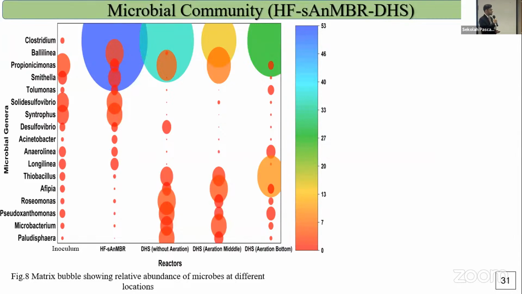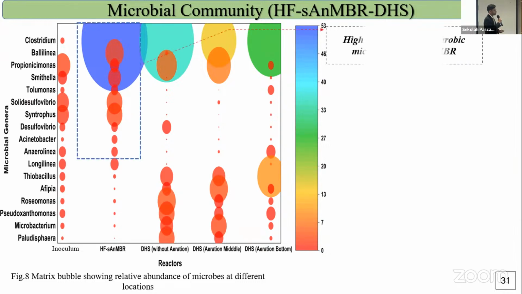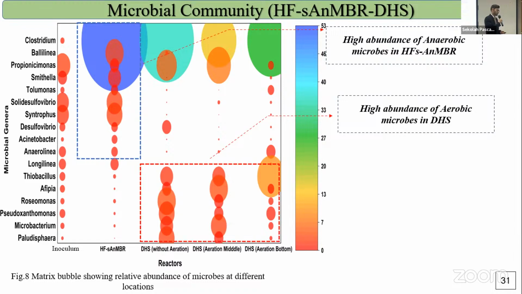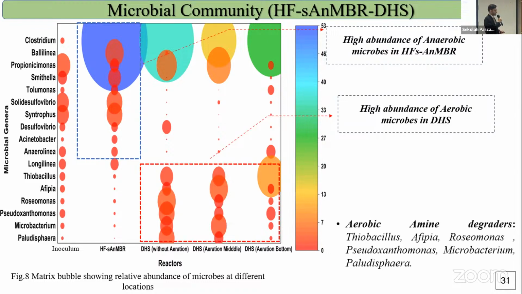Under the influence of intermittent aeration in the hollow fiber submerged NMBR integrated with the DHS column, we could see that in the anaerobic condition, a high abundance of the anaerobic microbial community took place, which further shifted toward a high abundance of aerobic microbes in the aerated DHS column. And these aerobic microbes are known as amine degraders and amine and naphthalene byproduct degraders. Usually these are Thiobacillus, Ephipia, and other aerobic microbes.